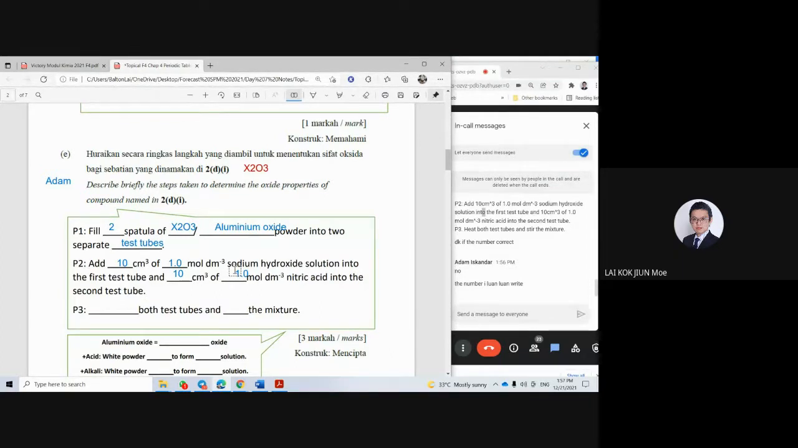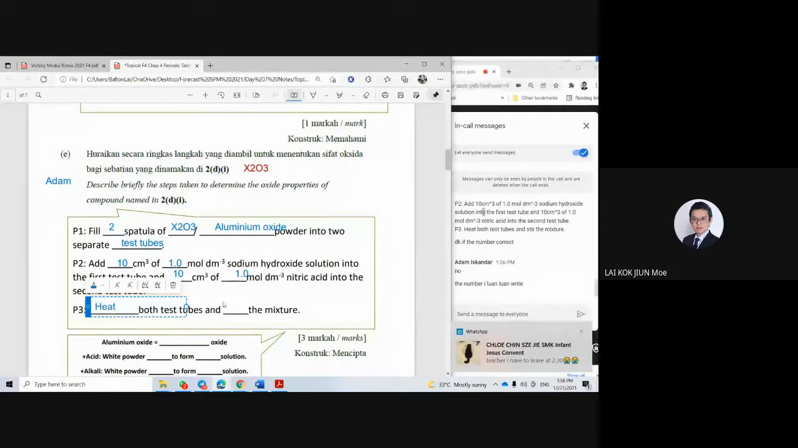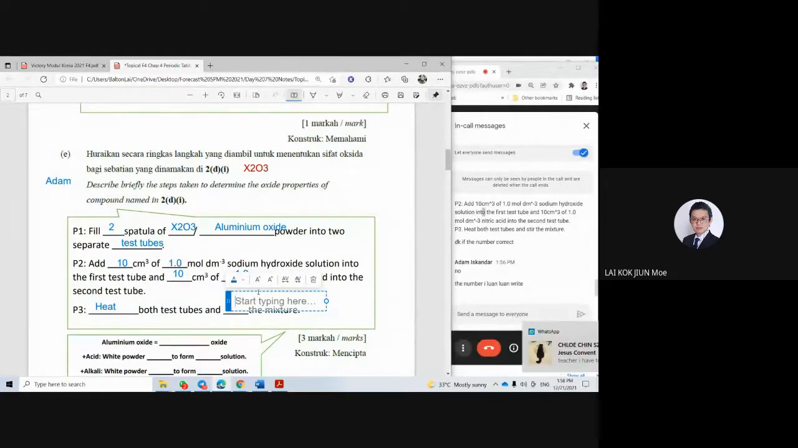Okay. Got one problem, Eden. Okay, Eden. Into the test tube. Yes, Eden, here. Okay, so the last one, you have to heat both test tubes, and we stir the mixture. Very good. You need to stir it.